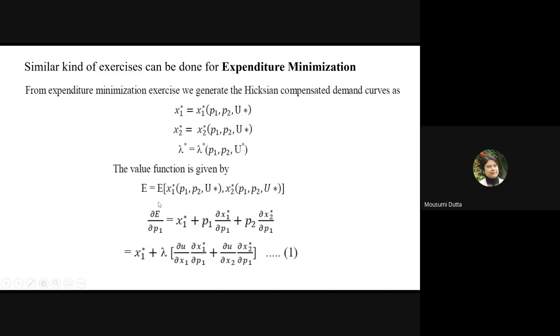Okay, once you write the expenditure equation, take the derivative with respect to P1. The first expression was P1 x1 star. x1 star is a function of P1, so apply the u into v principle. It will be x1 star plus P1 del x1 star by del P1 plus P2 del x2 star by del P1, because x2 star is also a function of P1. So is there anyone who is not understanding this first line?